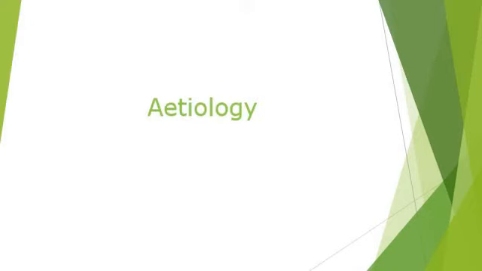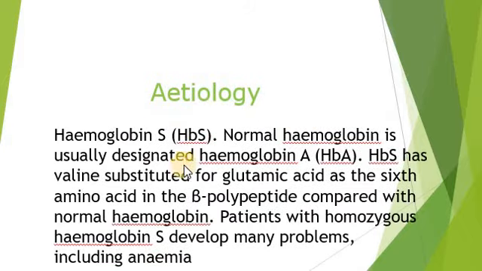So what is the etiology? The etiology is that the patient has an altered type of hemoglobin, called hemoglobin S. The normal hemoglobin is designated as hemoglobin A, while hemoglobin S has valine substituted for glutamic acid as the sixth amino acid in the beta polypeptide as compared to the normal hemoglobin.